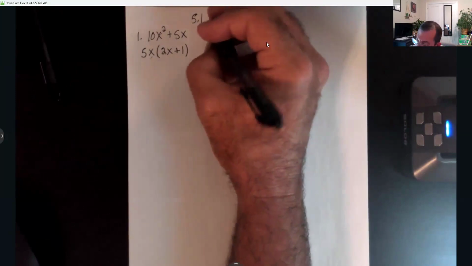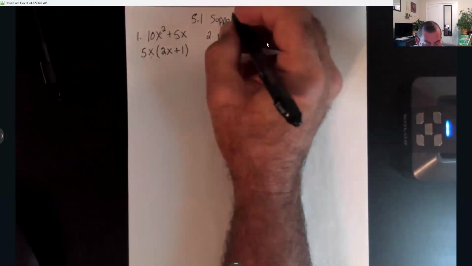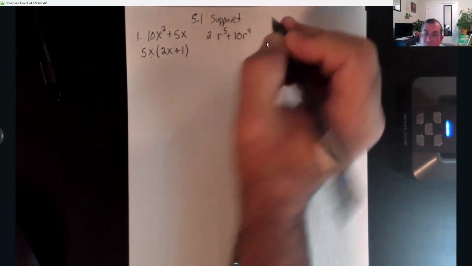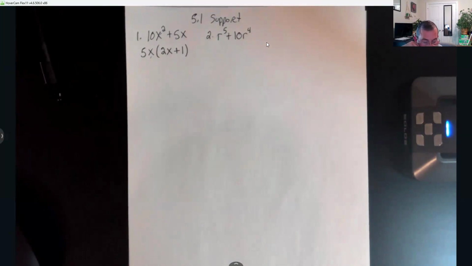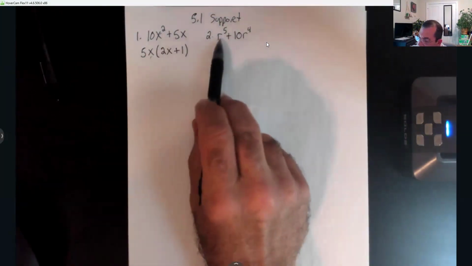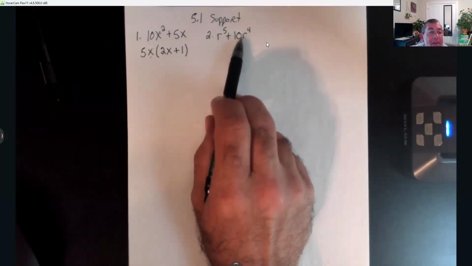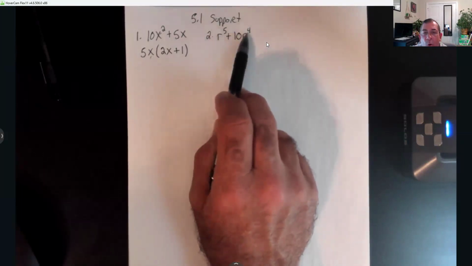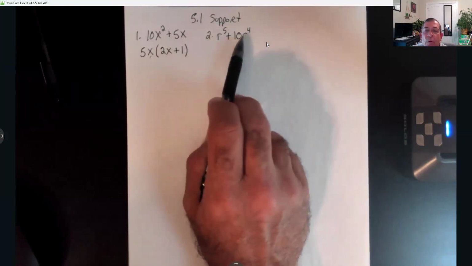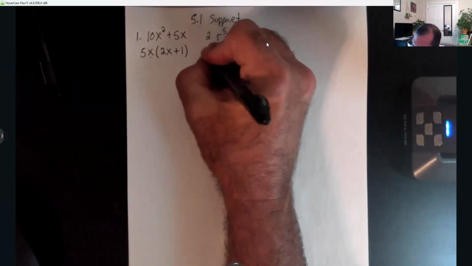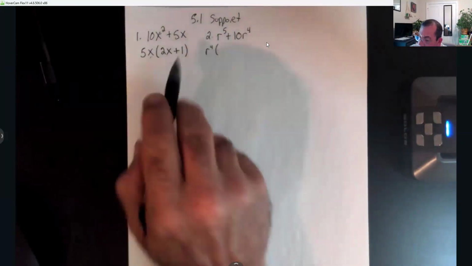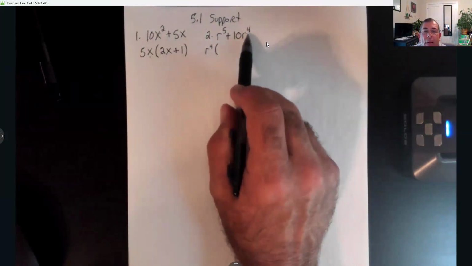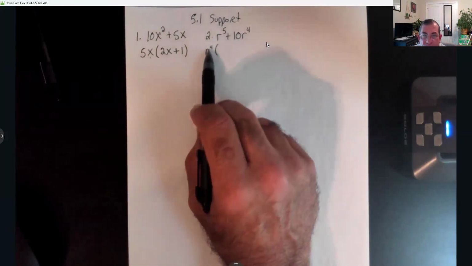Look at number 2. r to the 5th plus 10r to the 4th. Well, let's see. Both of these have at least 4 r's in them. This is 5 r's and this one has 4 r's. So the GCF of this one would be r to the 4th. You notice I'm picking the smallest exponent each time. x to the first, GCF. r to the 4th was the smallest exponent, GCF.